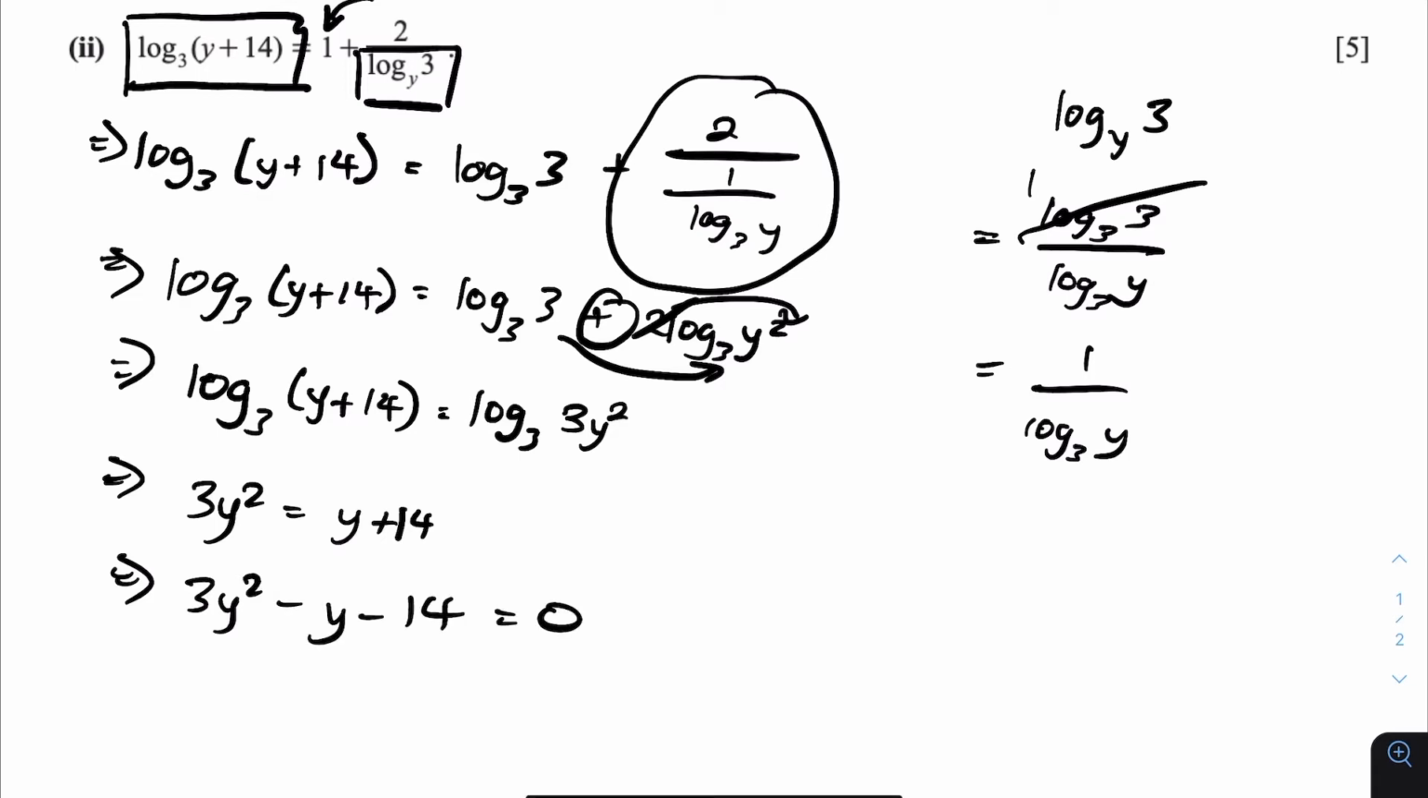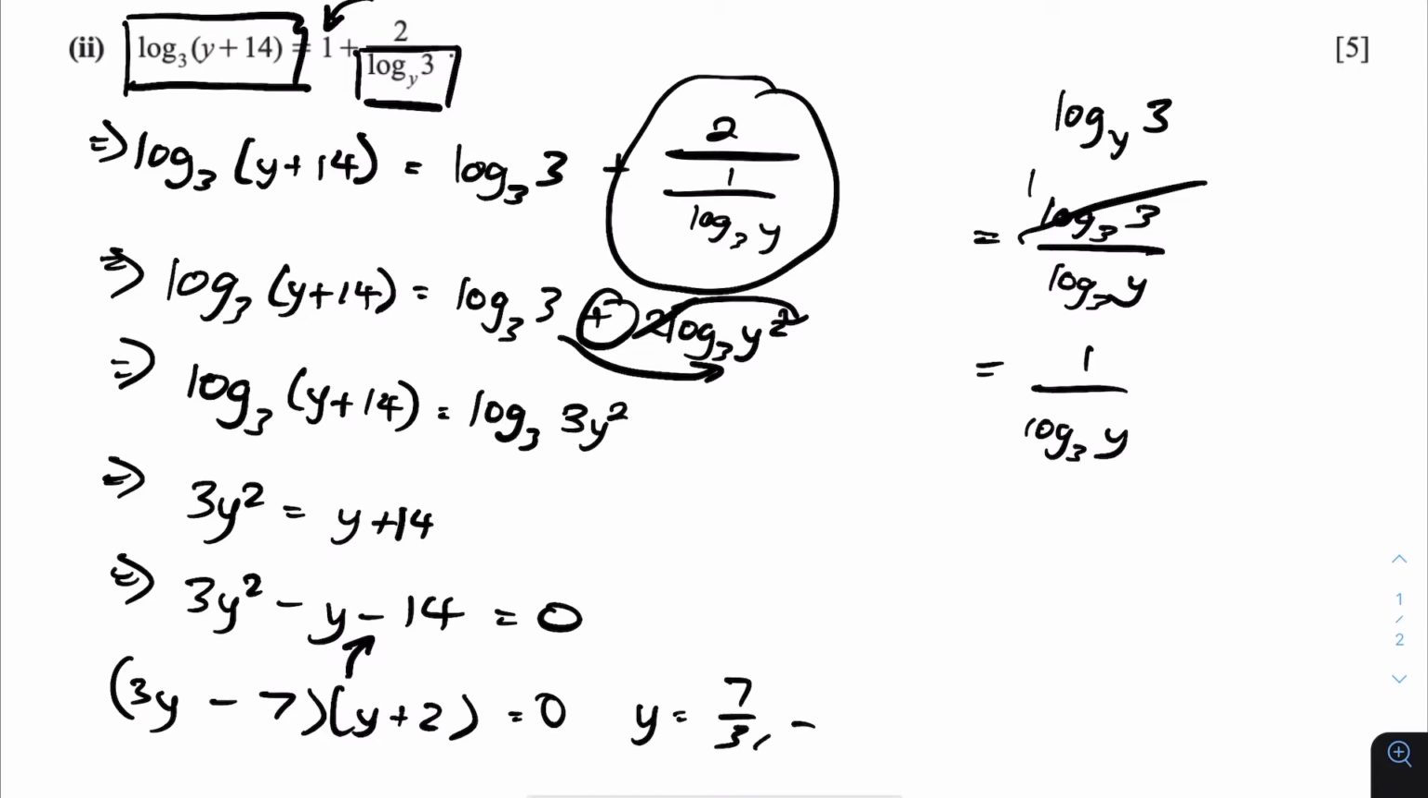And we can use inspection once more to simplify the quadratic. Yeah, so we can just do plus 2 minus 7. This would give this thing, which is equal to 0. So our values of y are 7 over 3 and negative 2.